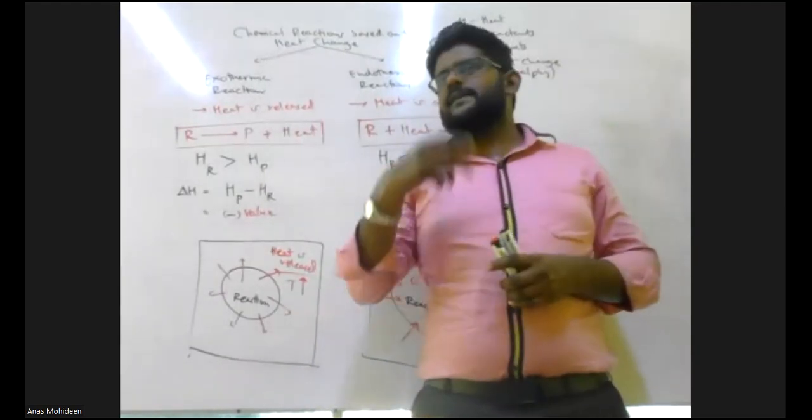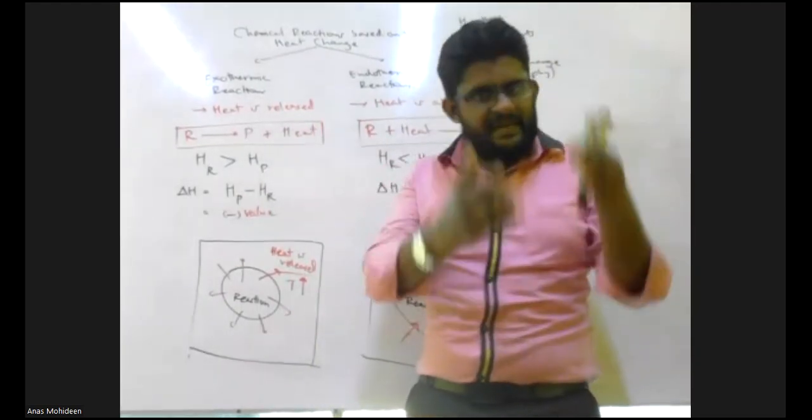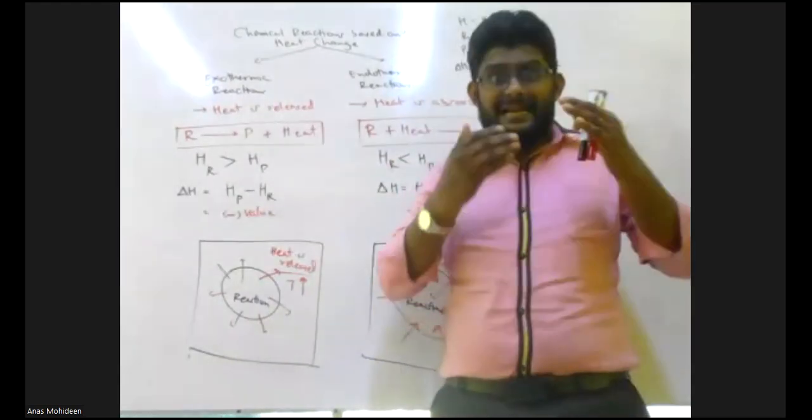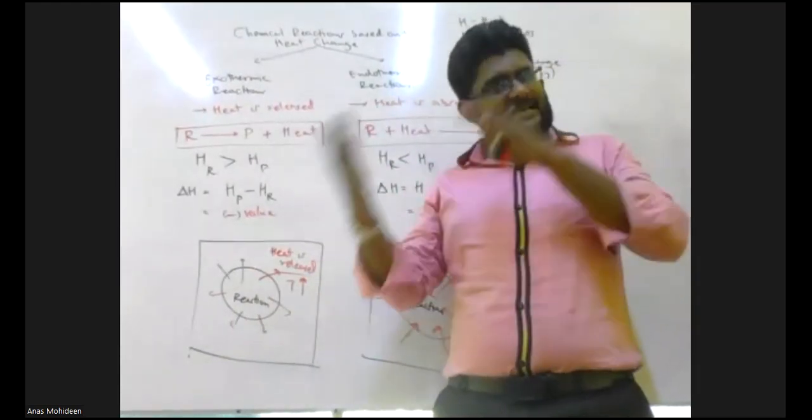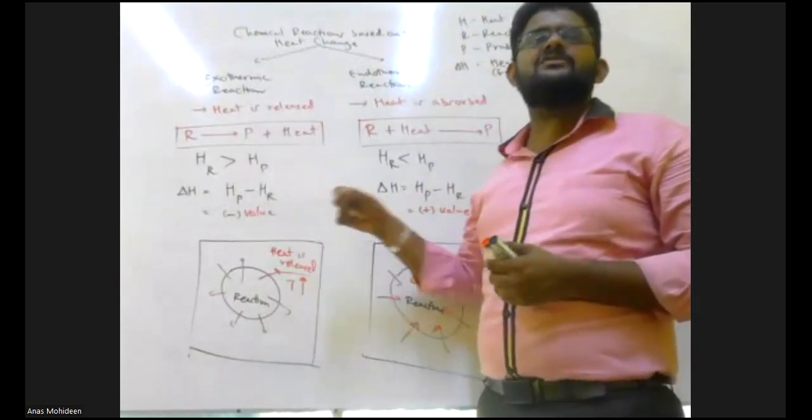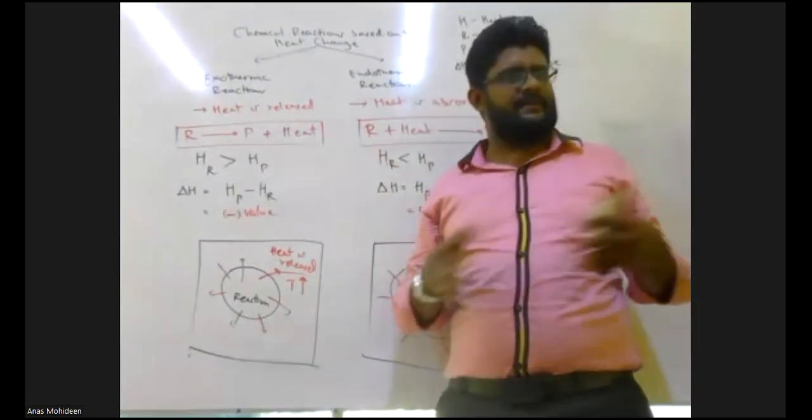Opposite of photosynthesis, cellular respiration. You learned that also, right? In cellular respiration, glucose is broken down into carbon dioxide and water, releasing energy. Releasing energy means what type of reaction should it be? Exothermic reaction. You understand? So this is how it goes.